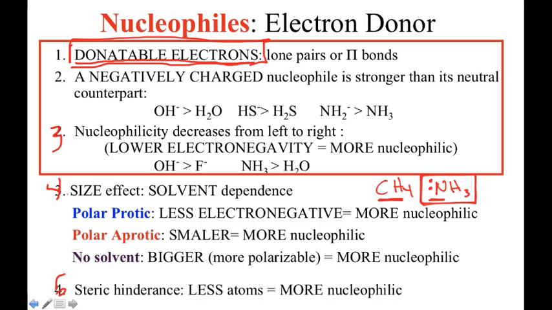Okay, so make sure when you go through and apply rules for nucleophiles that you're applying these sequentially. Start with donatable electrons, then move to looking for negatively charged, then electronegativity. Size effects we won't really see in the lecture. That's largely solvent dependent and gets a bit more complex than I want to deal with for this semester. The last rule on here is actually going to become kind of important for us.